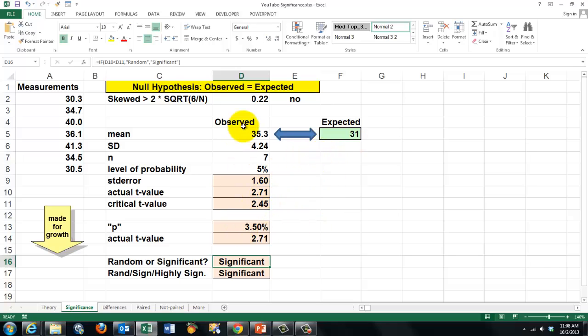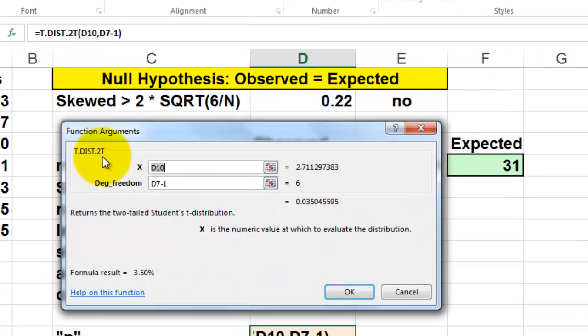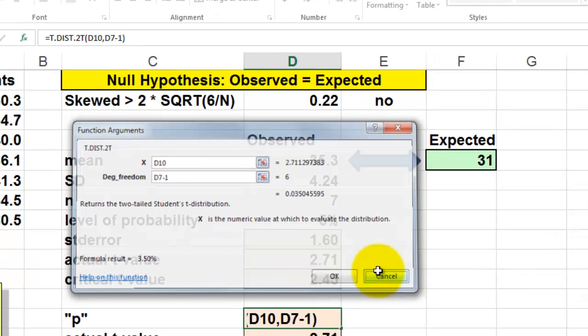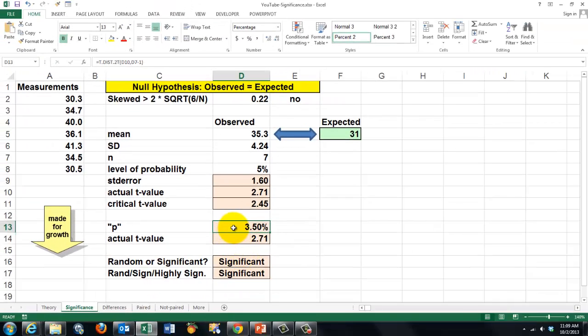You can also calculate, if you don't like these steps, the probability that this is a random result by using the function t-dist two-tailed. Again, that is the x value we found, and the degrees of freedom is the number of cases minus 1. That tells me that there is 3.5% that this can be attributed to random fluctuations, which is a very low percentage.